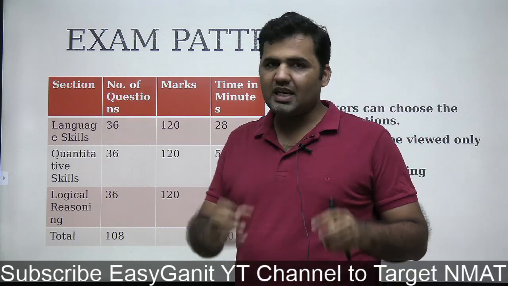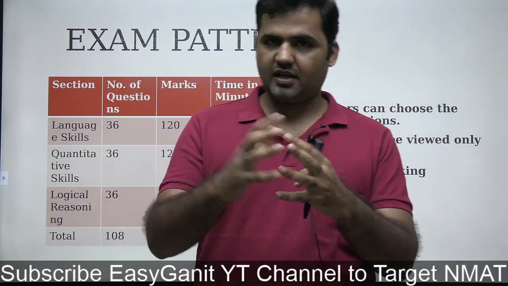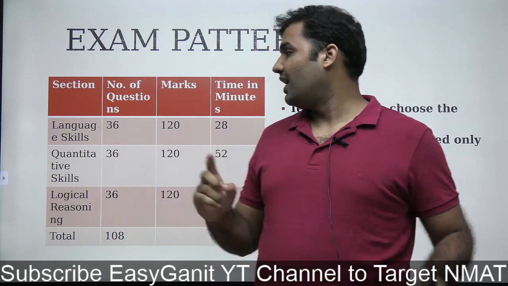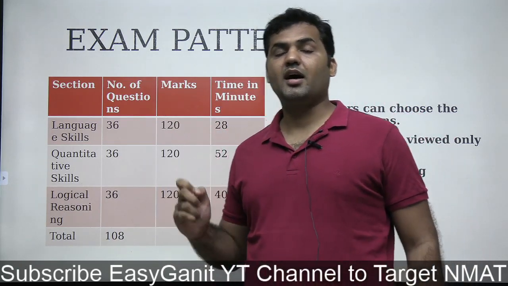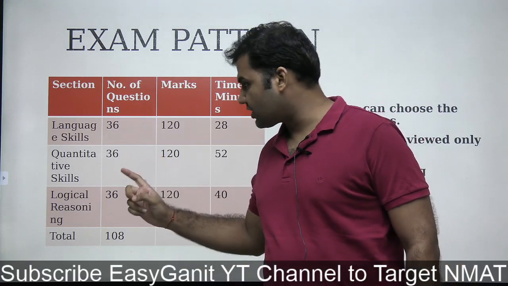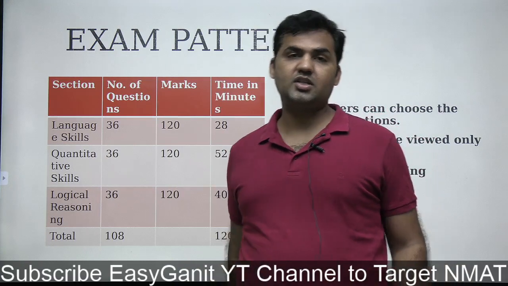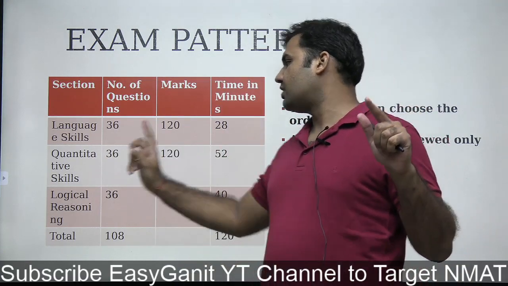Yes, what you can do is, because you're highly energetic initially, you can use your energy at the start of the paper in the section where you are strong. That particular section should be your first choice. Your strength area, for example, for a student whose Quant is good, in the first 52 minutes that person should be attempting the Quant.